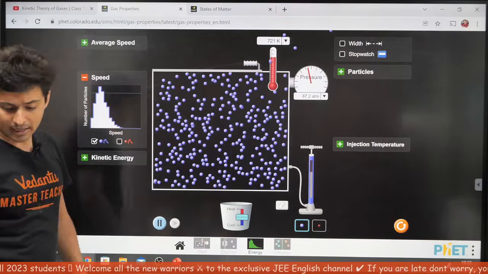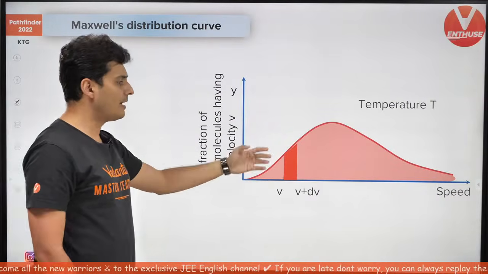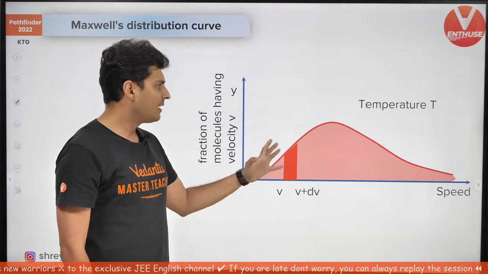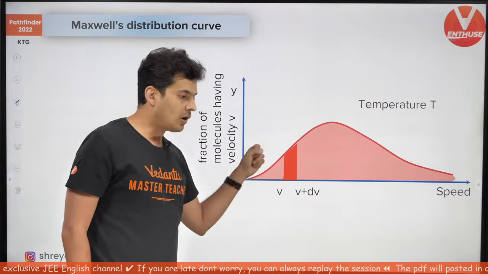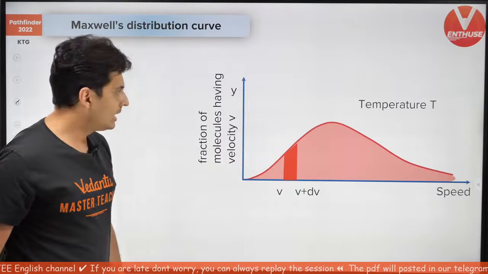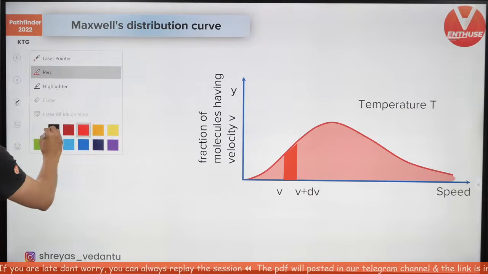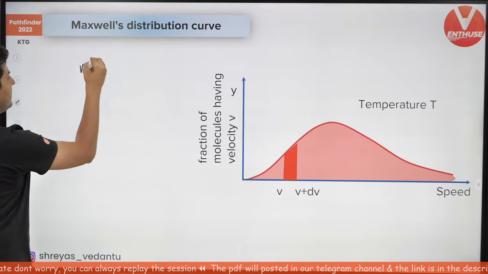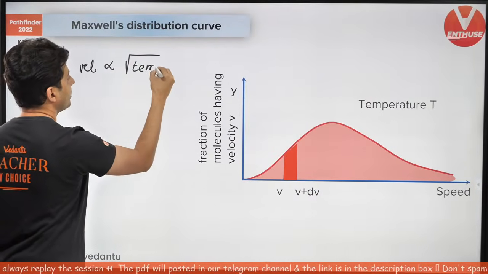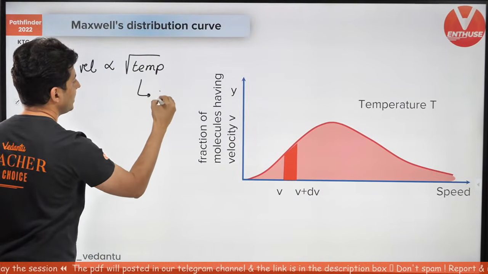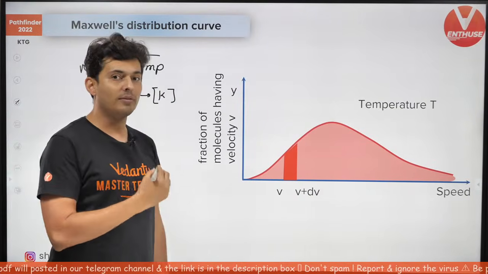All right, great. Now let's go back over here. This is exactly the graph given by Maxwell. It says most of the molecules have a certain speed. Very few molecules have very large or very little speed. And he also said that all kinds of velocities are proportional to the root of the temperature. Remember, this temperature has to be in Kelvin, not in Celsius.